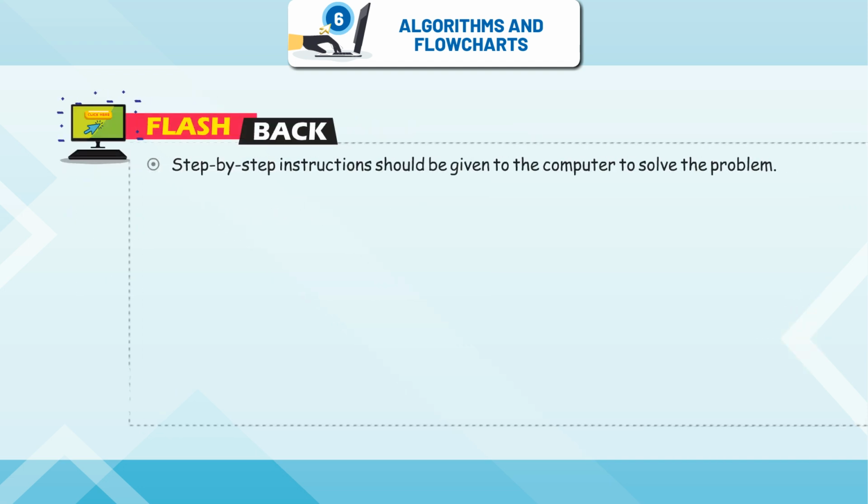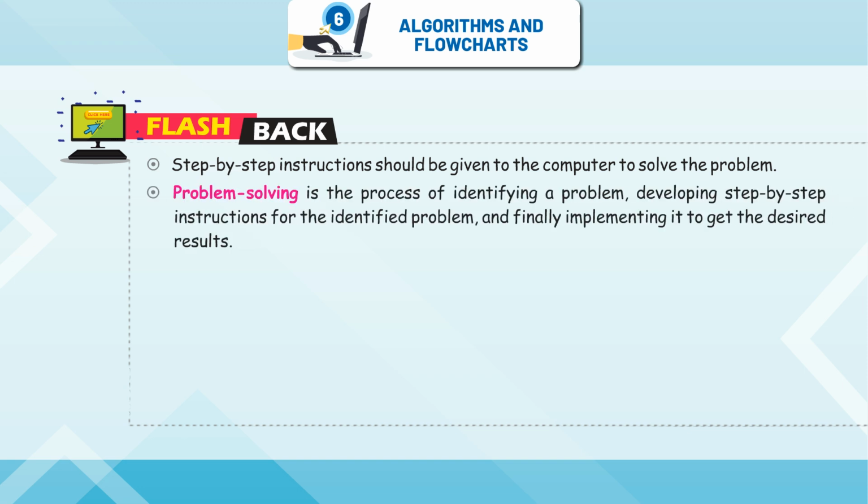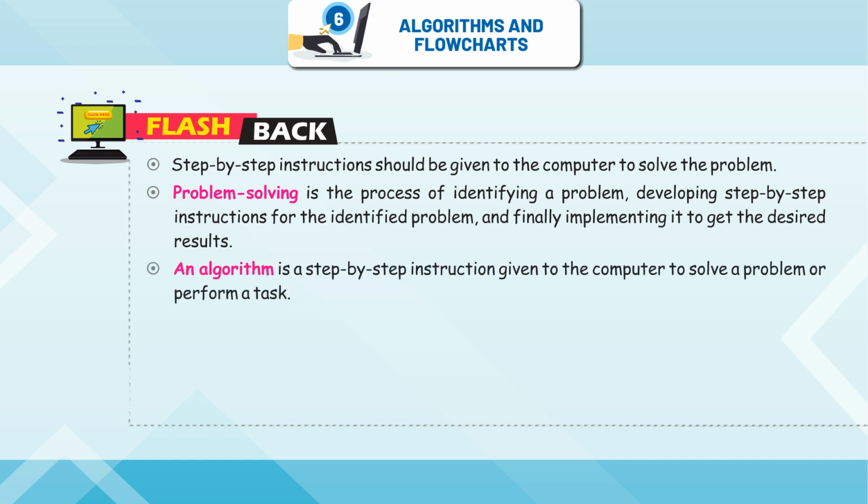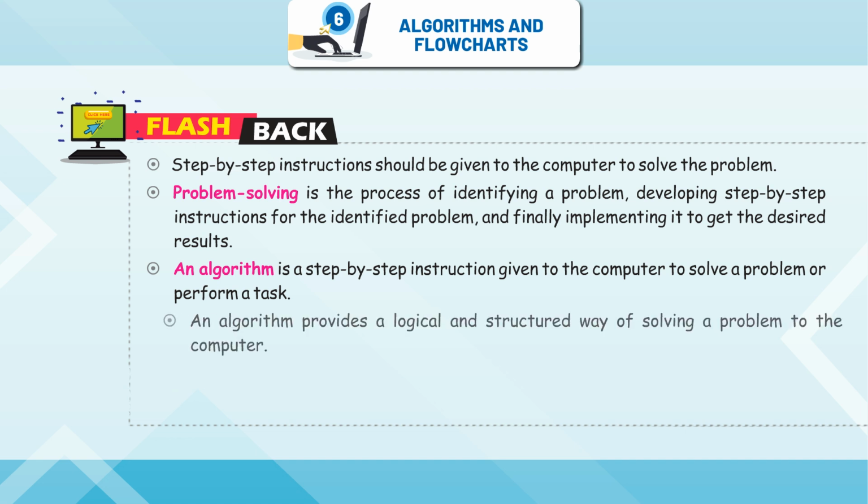Flashback. Step-by-step instructions should be given to the computer to solve the problem. Problem solving is the process of identifying a problem, developing step-by-step instructions for the identified problem, and finally implementing it to get the desired results. An algorithm is a step-by-step instruction given to the computer to solve a problem or perform a task.